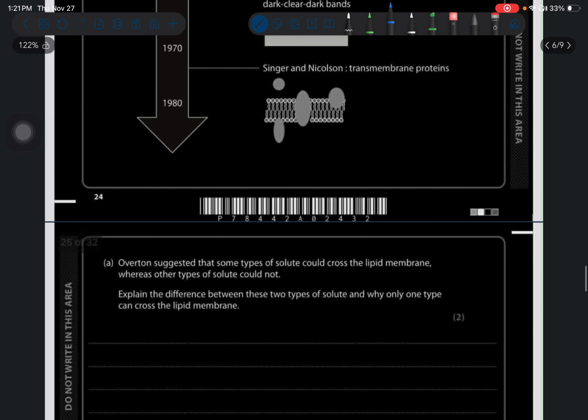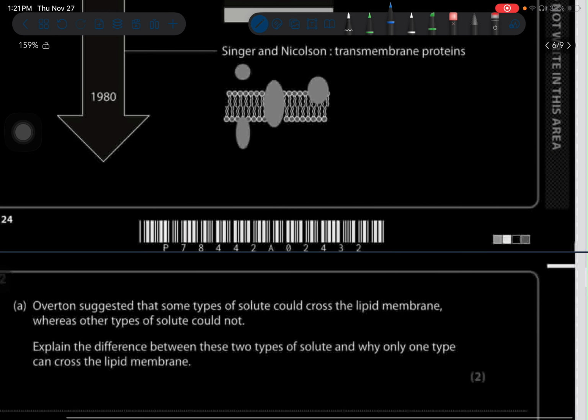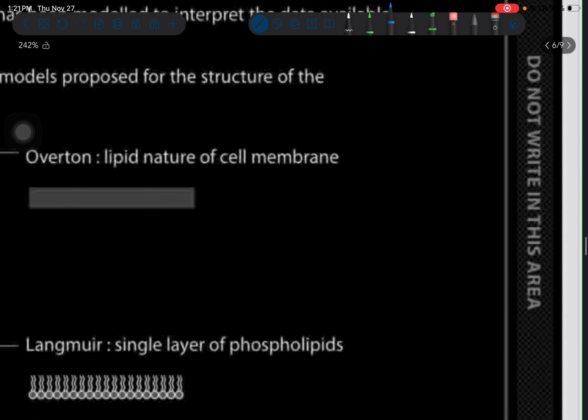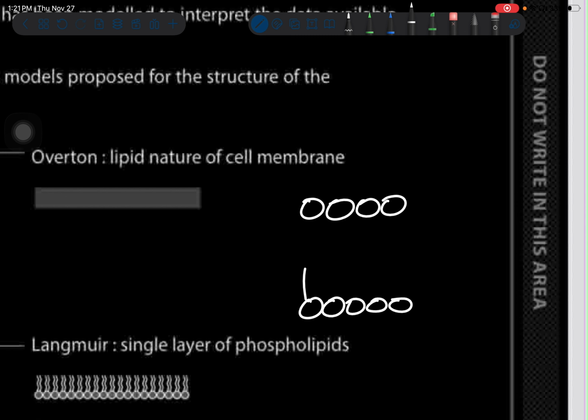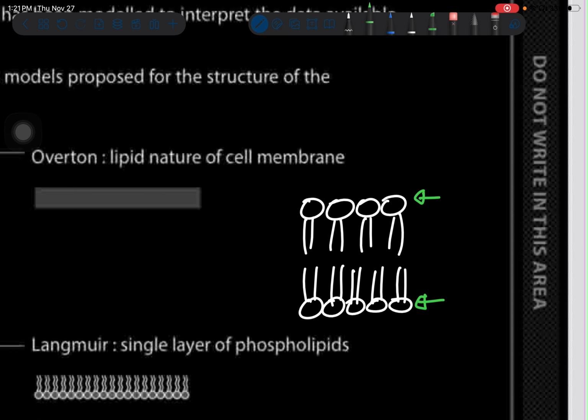Explain the difference between these two types of solute and why only one type can cross the lipid membrane. Before we get into the question, let me quickly draw out the basic structure of the cell membrane. We have two layers of phospholipid molecules with their tails in between. You should already know this much.